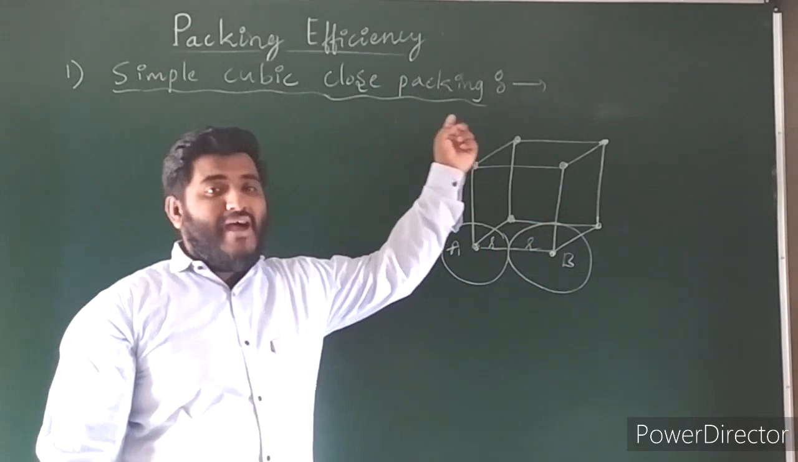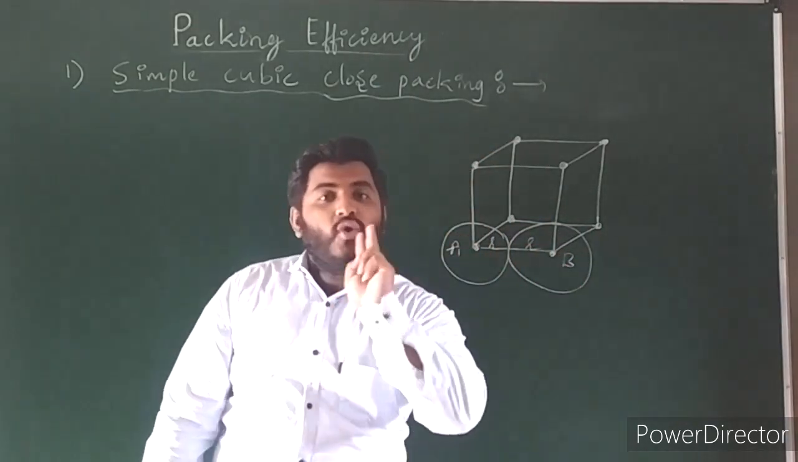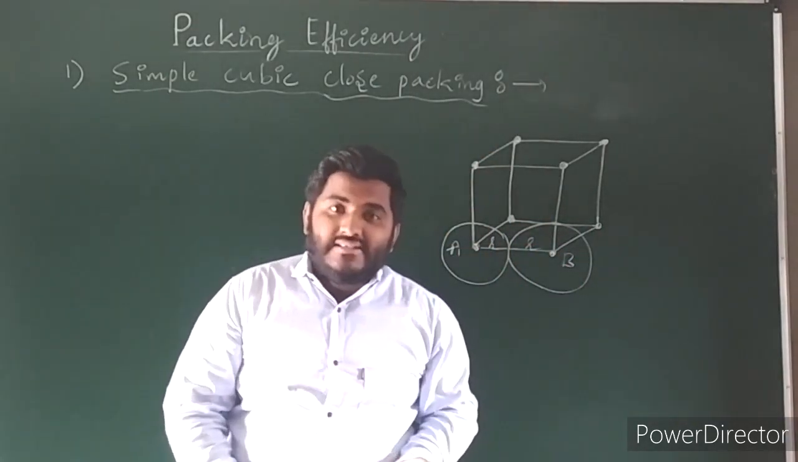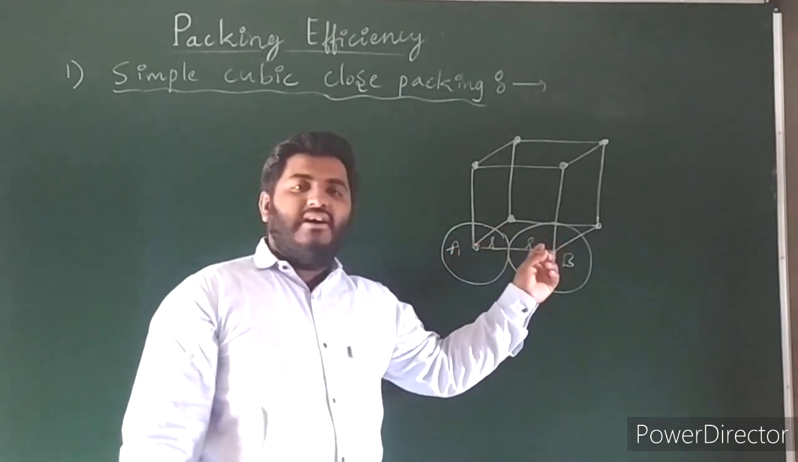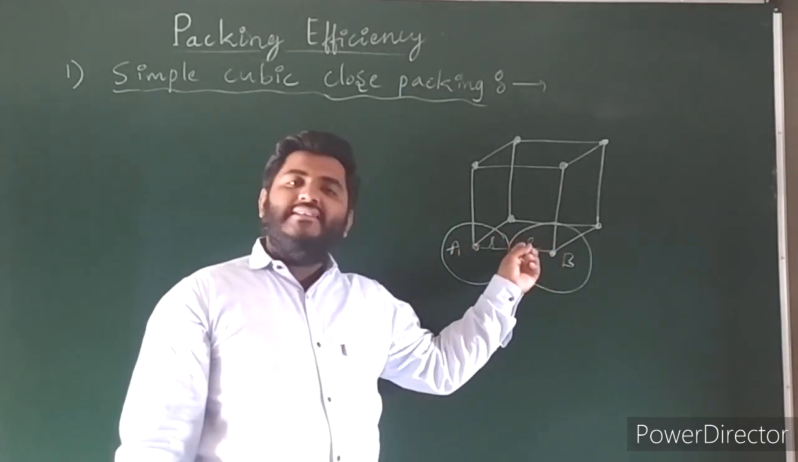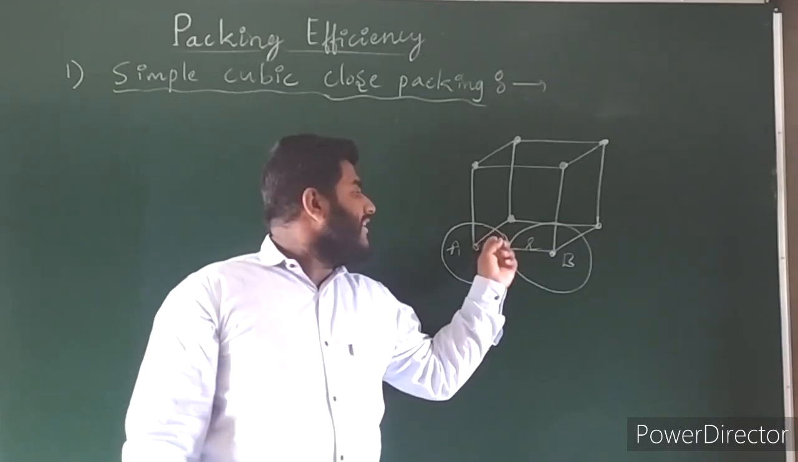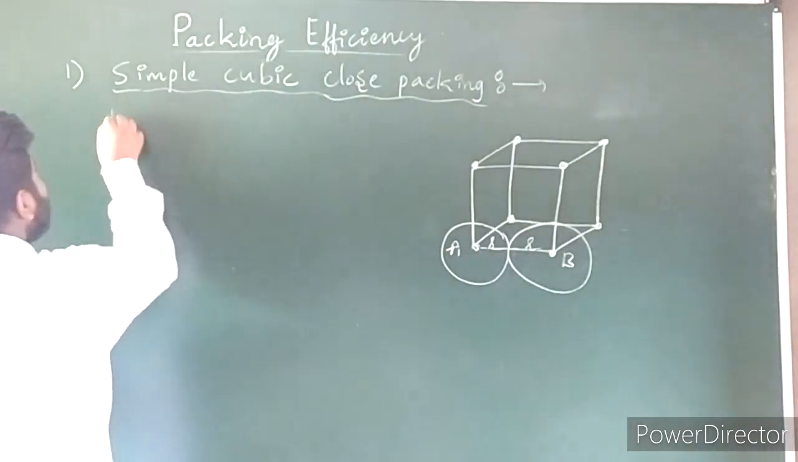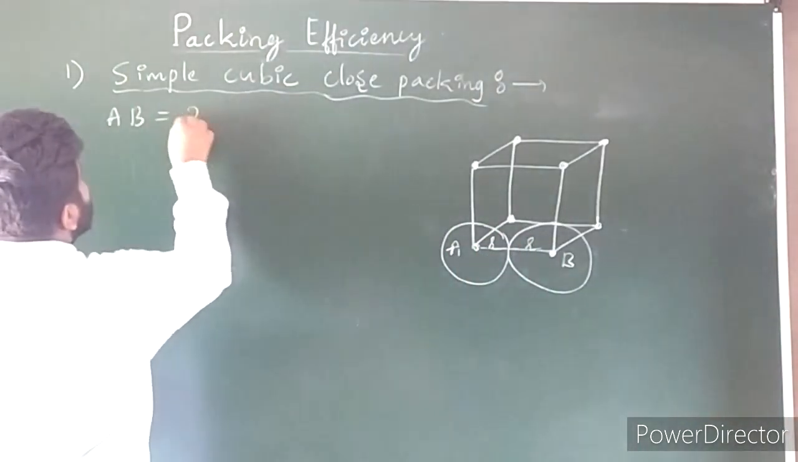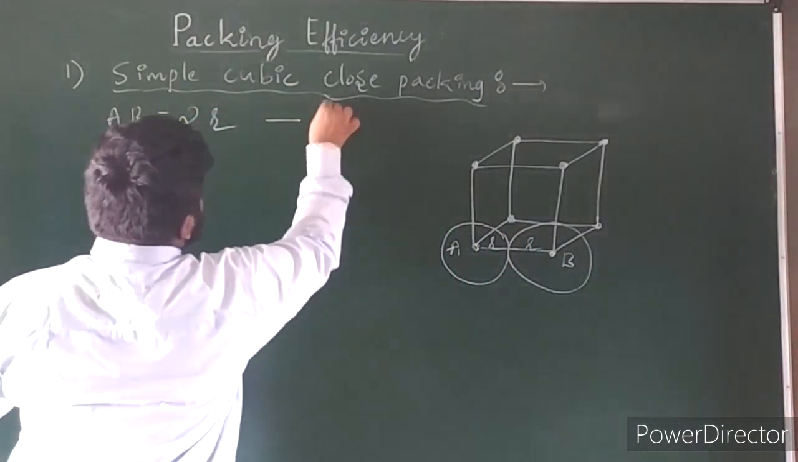Simple cubic close packing: on one edge, two atoms are there. Atoms are considered as spheres in this case. So when you consider an atom as a sphere, what is the radius of this sphere? R. So here one R, here one R. So totally AB is equal to how much, guys? AB is equal to 2R. Equation number 1.